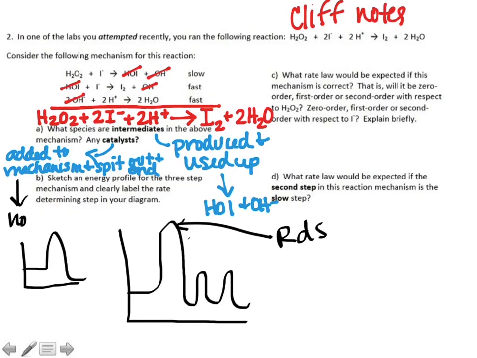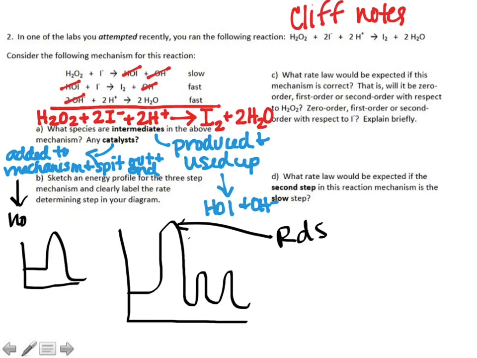Why does the slow one determine how fast our reaction is going to go? If you're in traffic, you can only go as fast as whoever's in front of you, right? Even though you want to go as fast as you can, somebody in front of you is going to hold you up. So you're only as fast as your slowest car. Okay, so that is what an energy diagram would look like, and we wouldn't have any other information there.